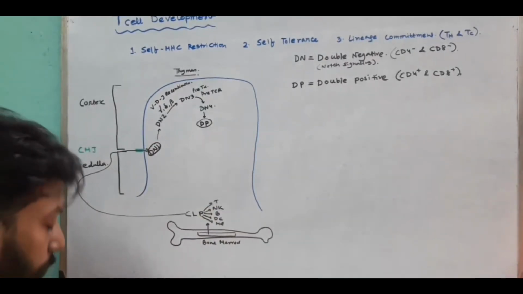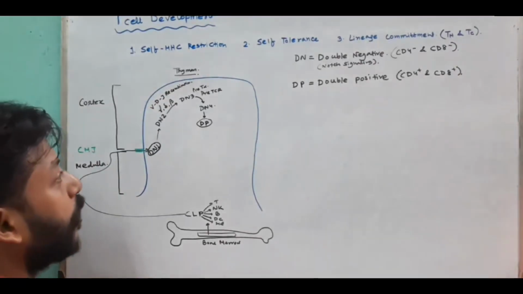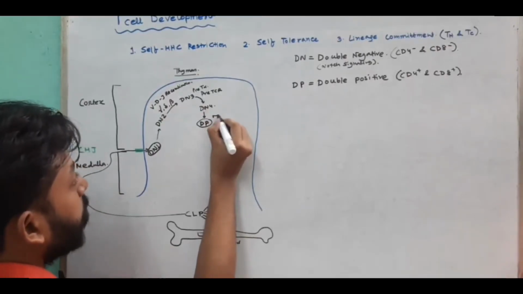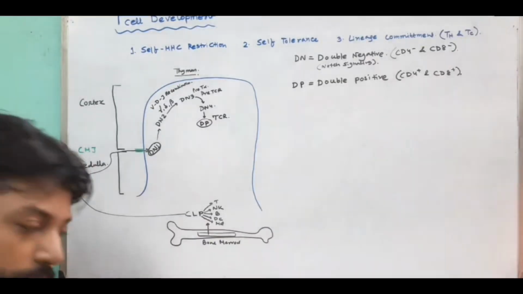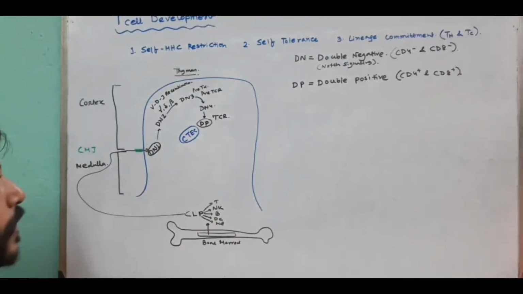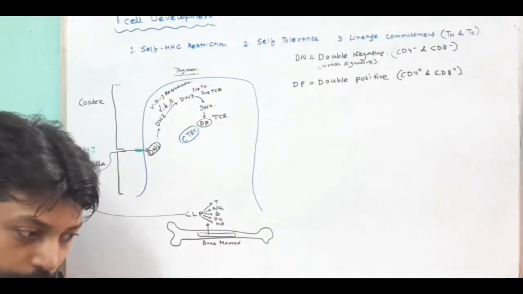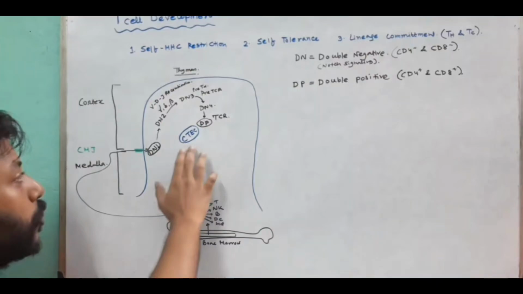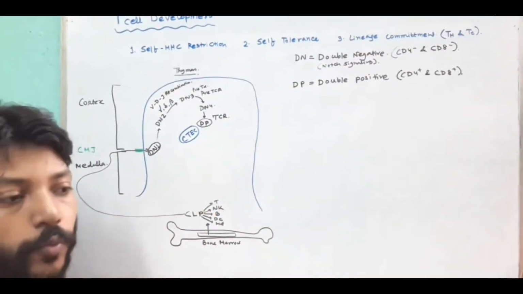So this double positive cell starts production of the alpha chain. Now the alpha chain is produced and it associates with the beta chain, so it produces the true T cell receptor. What happens? In the cortex, there are epithelial cells called cortical thymic epithelial cells, cTEC. These cells present self-antigen with the help of class 1 and class 2 MHC molecules. So this cTEC can express class 1 and class 2 MHC molecules with self-antigen.